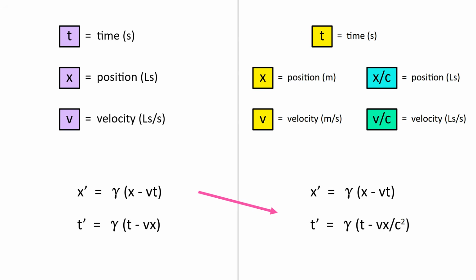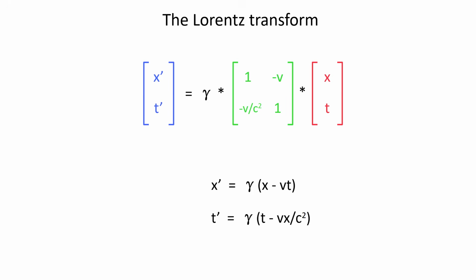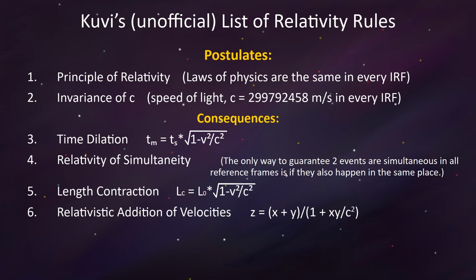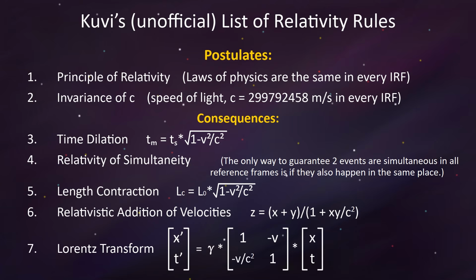Putting it back in matrix form looks like this. And since terms over c squared are basically zero at low velocities, this also shows why the Galilean transform approximates everyday life. With that, we'll add the Lorentz transform to the list of rules as number 7. But for the rest of the video, we'll be using natural units, so c equals 1.